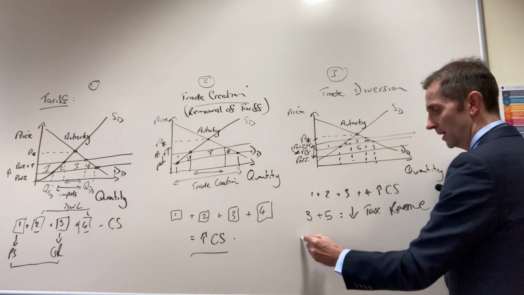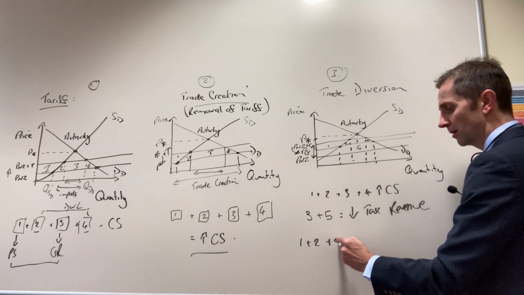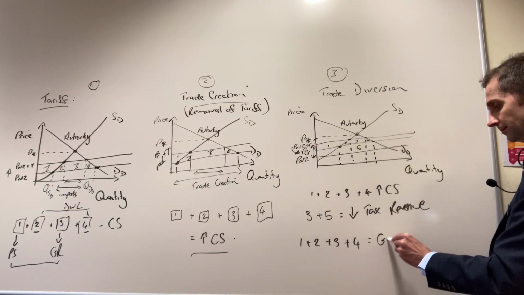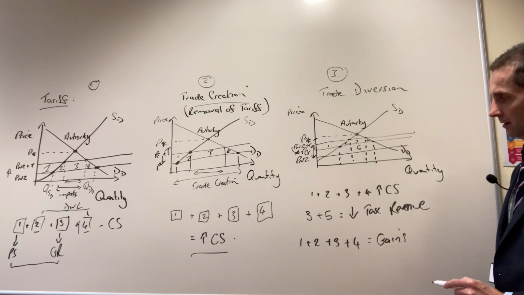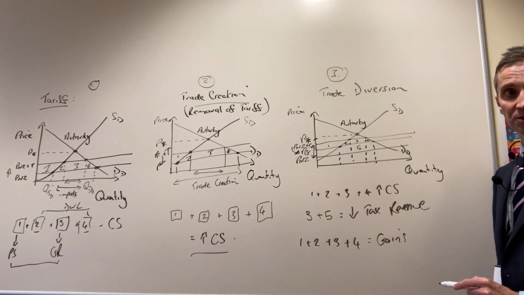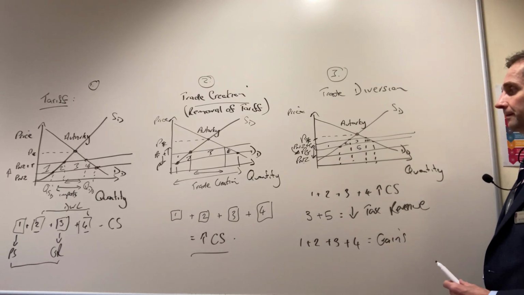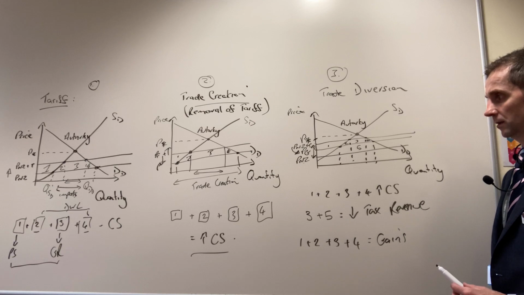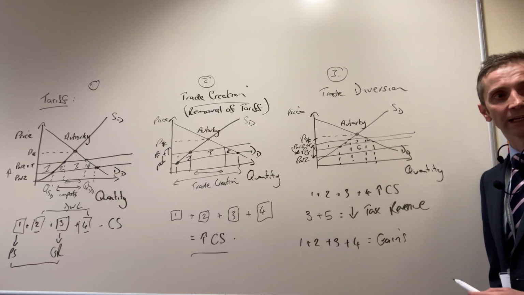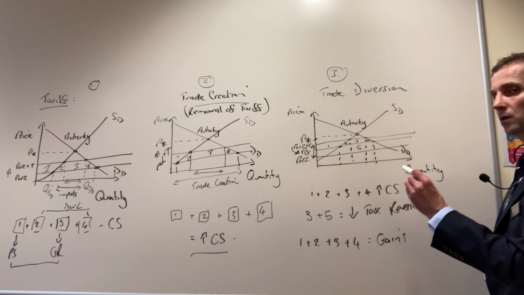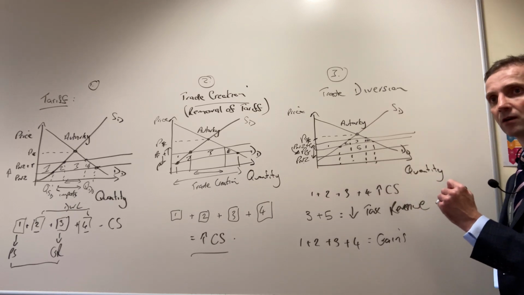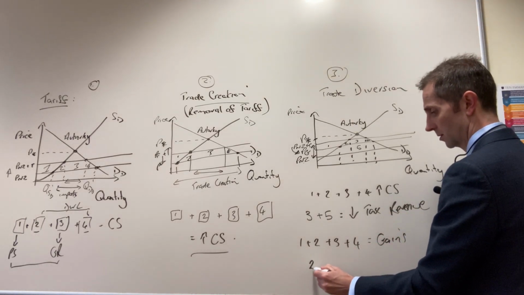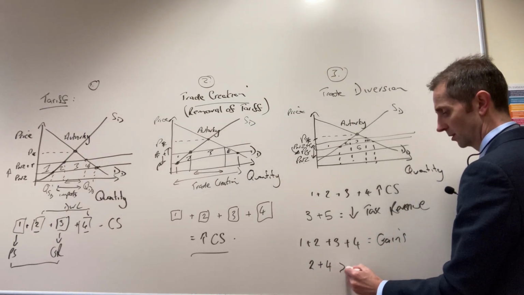And therefore, 1 plus 2 plus 3 plus 4 are basically all gains, because there are rises in consumer surplus. We are saying there'll be a net gain if 2 plus 4 is bigger than 5. Yeah, 2 plus 4 is bigger than 5.